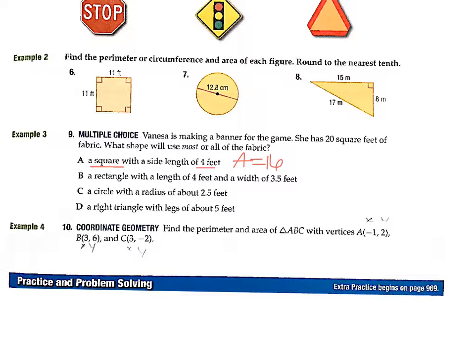A rectangle with a length of 4 and 3.5. So there it's 4 times 3.5. And if we do that, that's 14. So not as much.